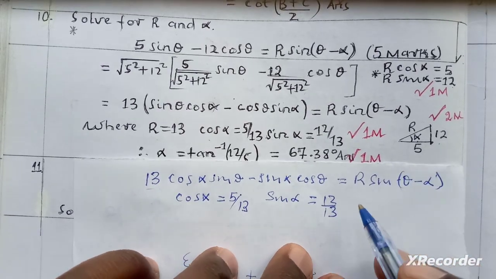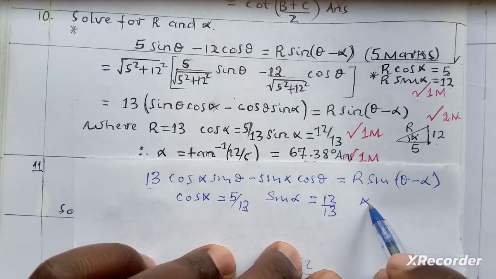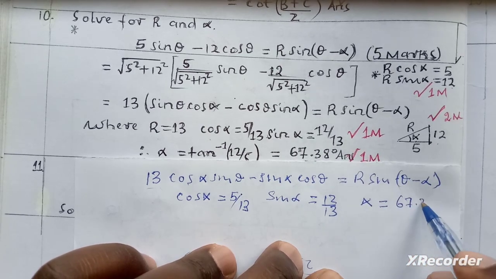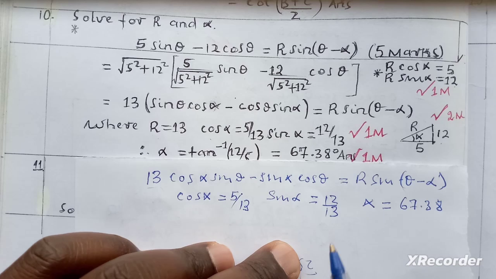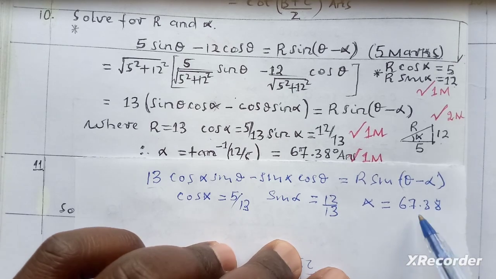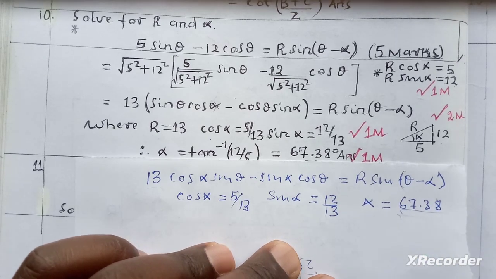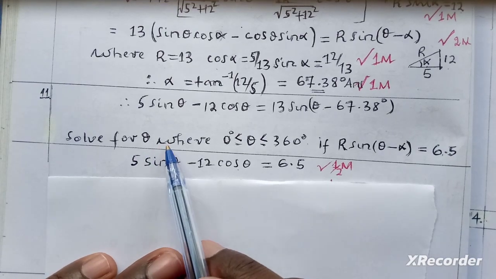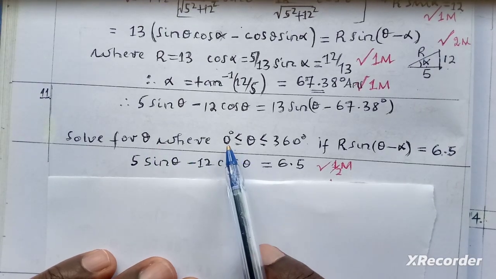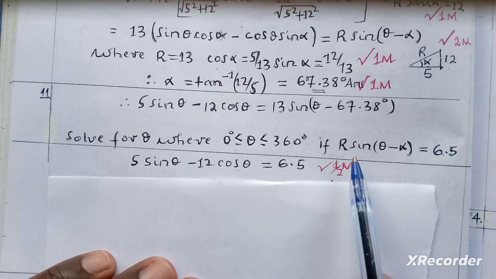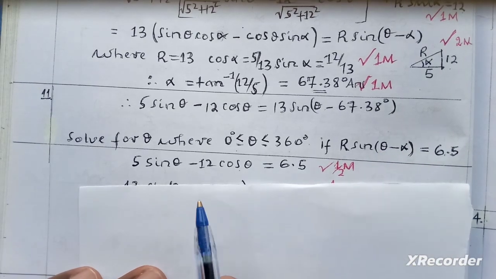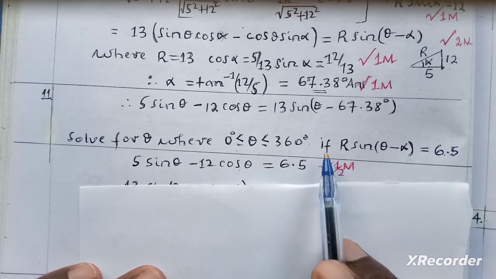So we can get the value of alpha as 67.38. That is, if we take the sine inverse, it is going to give us that. Finally, we are told to solve for theta, where theta is between 0 and 360, if r sine theta minus alpha is equal to 6.5.